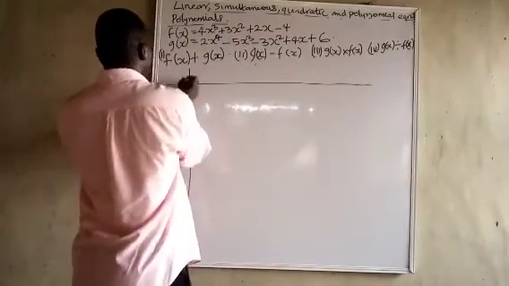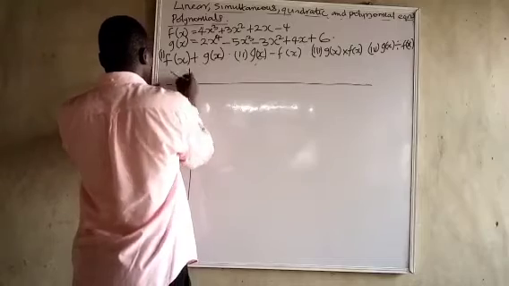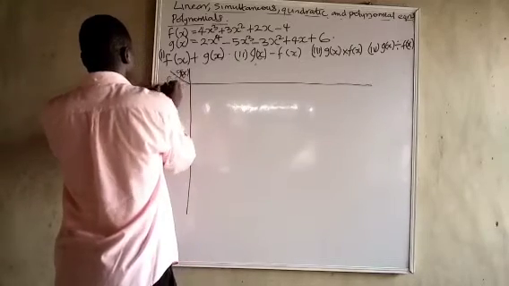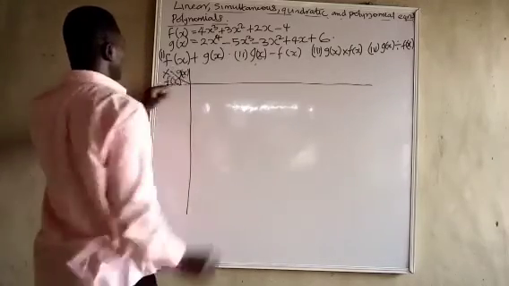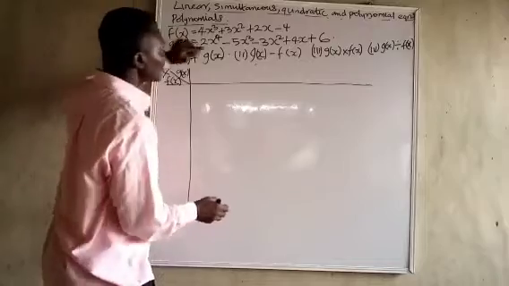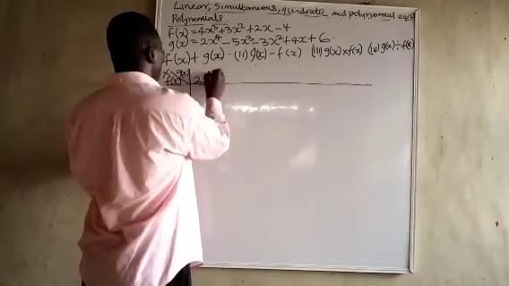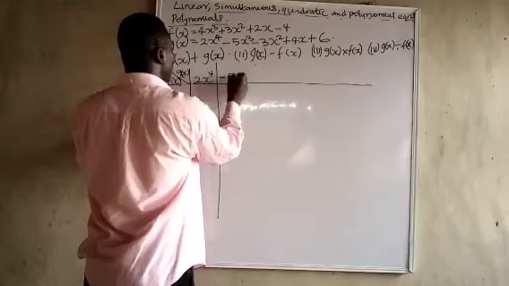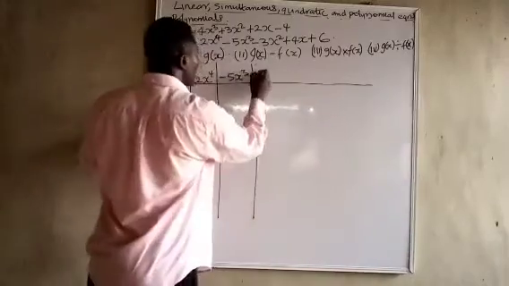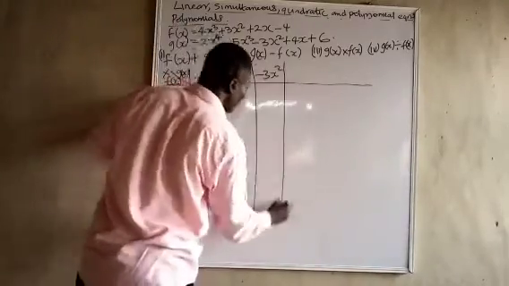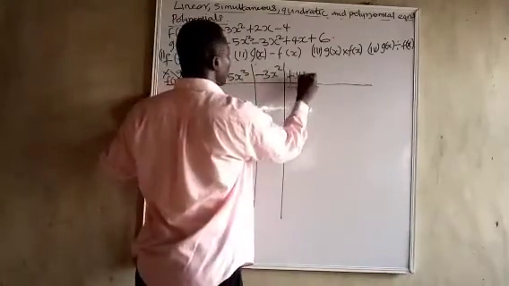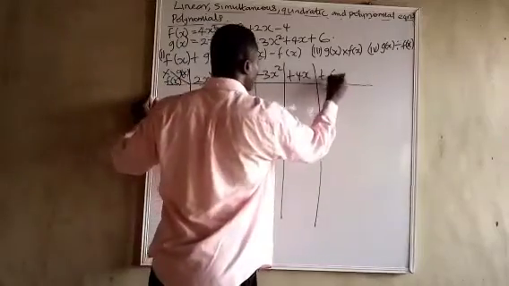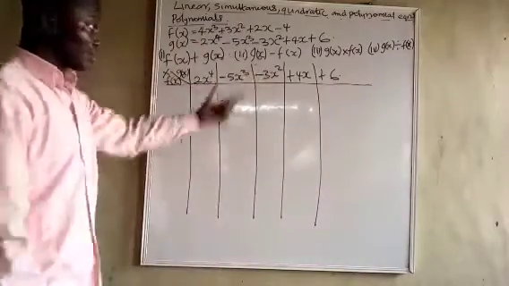So gx, fx, and I'm multiplying it. So what do I have as gx? 2x raised to the power 4. Please include the sign. Minus 5x cubed, minus 3x squared, plus 4x plus 6. When you are having positive, you might not include the sign.